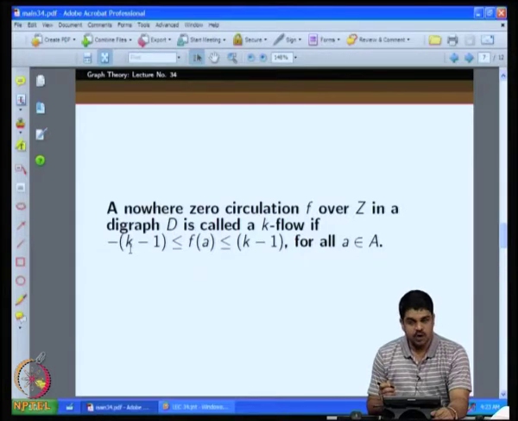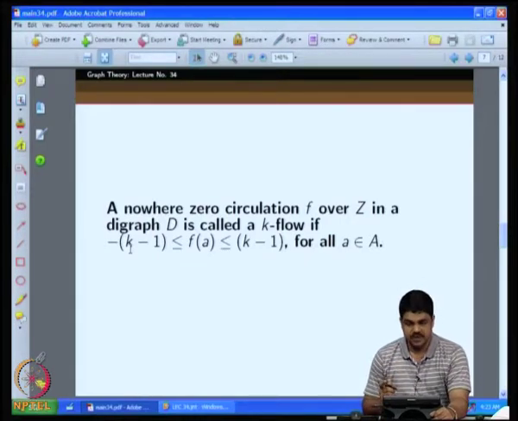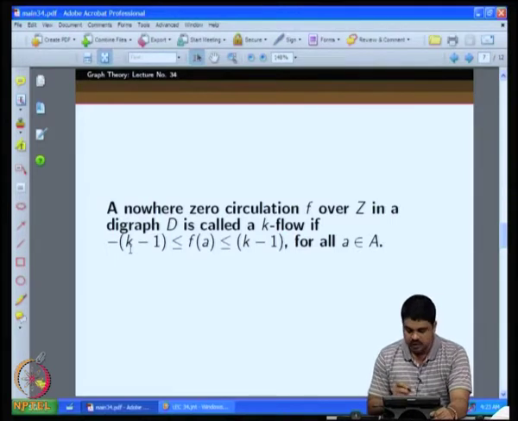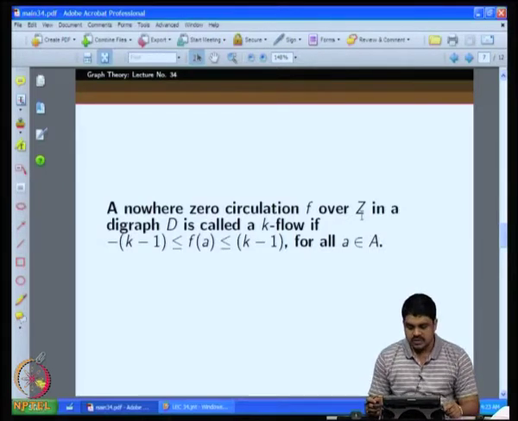For instance, if you are talking about a 2 flow, we want the values of the circulation to be minus 1 or plus 1. Of course, the values are integers. We are not allowed to use fractional values or real values. So, all the function values are to be from a set. For instance, if k equals 3, minus 2, minus 1, 1 or 2 are the allowed values, right. For each arc, the value of the circulation should be minus 2, minus 1, 1 or 2. So, this is what a K flow is.